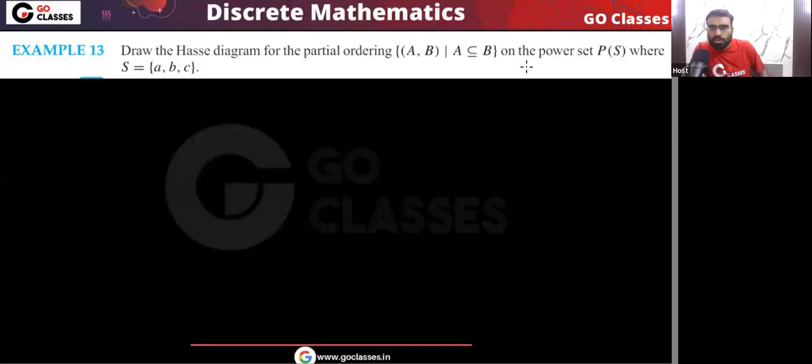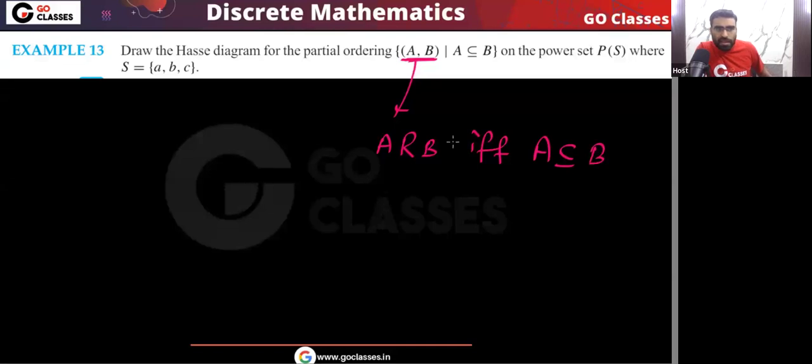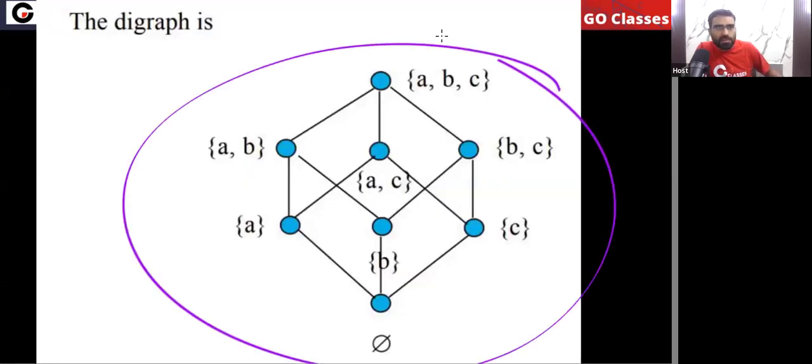So remember, this is your question. You have the subset relation. A is related to B. Remember, this actually means A is related to B if and only if A is a subset of B. So you have a subset relation and your base set is your power set. So there will be a total of 8 elements and this will be your hash diagram.